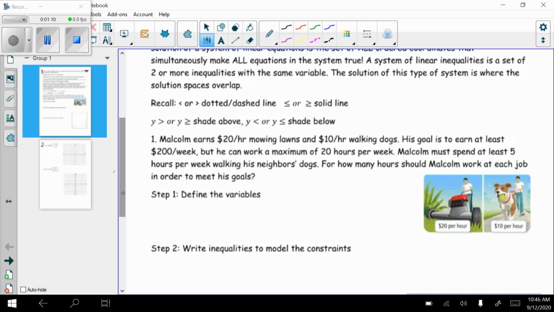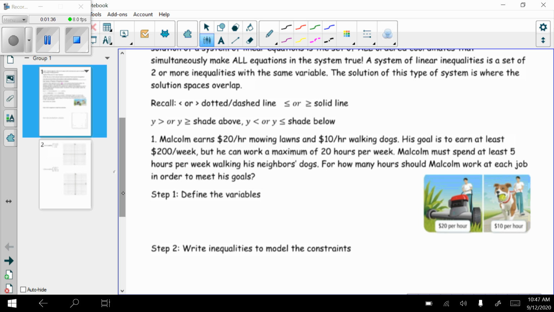So we're going to start out with the very first word problem. It tells us that Malcolm earns $20 an hour mowing lawns and $10 an hour walking dogs. His goal is to earn at least $200 a week, but he can only work a maximum of 20 hours per week. Malcolm must spend at least 5 hours per week walking his neighbor's dogs and wants to know how many hours should Malcolm work at each job in order to meet his goals.